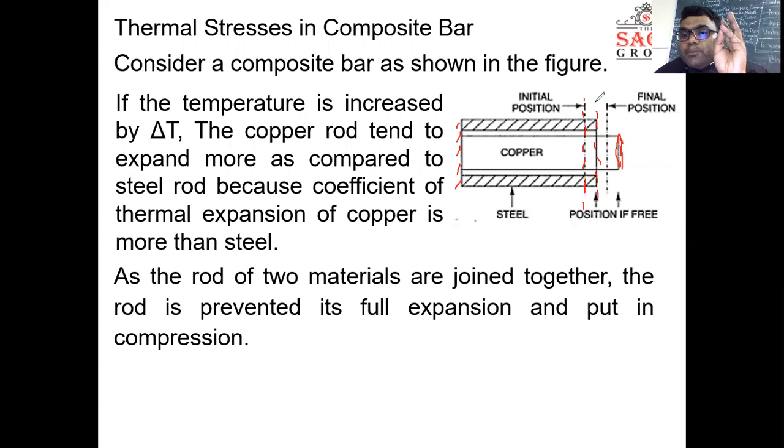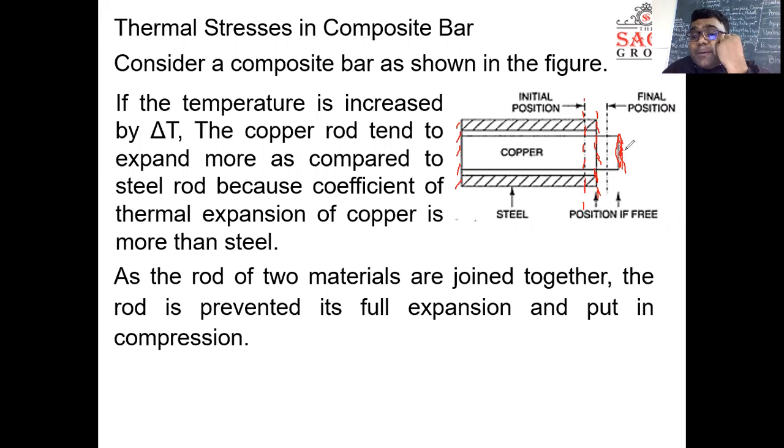So there are two conditions. First, the initial position, when there is no increase in temperature. Second, when both are free, copper reaches up to this position and steel reaches up to this position. If both were free and separated, this would happen, but they are not separated; they are combined, they are composite. So let's see what effect happens.